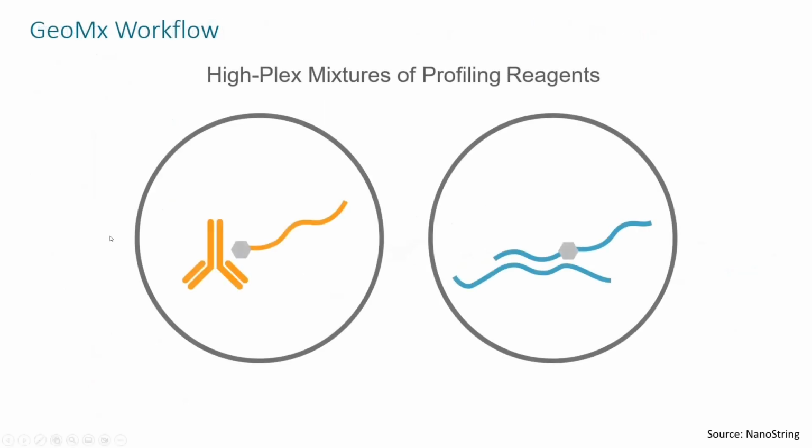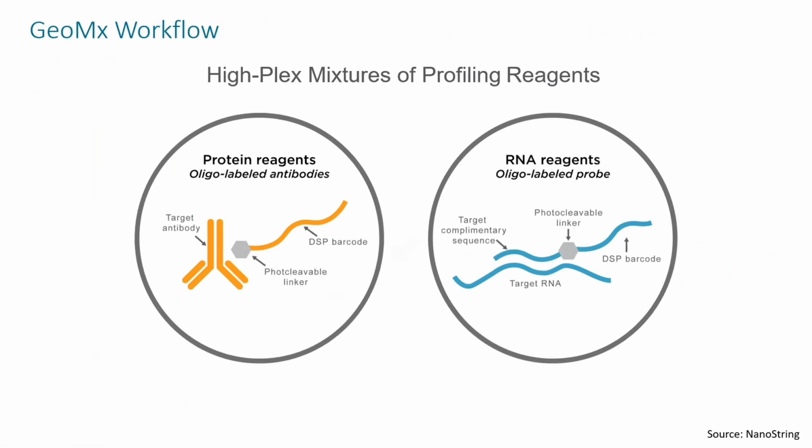The high-plex mixtures of profiling reagents are what actually generate your data. Again, they can be either proteins, and you can do up to 140-plex proteins at a time, or you can choose RNA reagents. Here you can look at the entire transcriptome with more than 18,000 probes for the human assay. You can also combine them so that you look at both proteins and RNAs in the same run. It'll cost you a little bit of sensitivity on both proteins and RNAs, so that depends on what you want to look at.